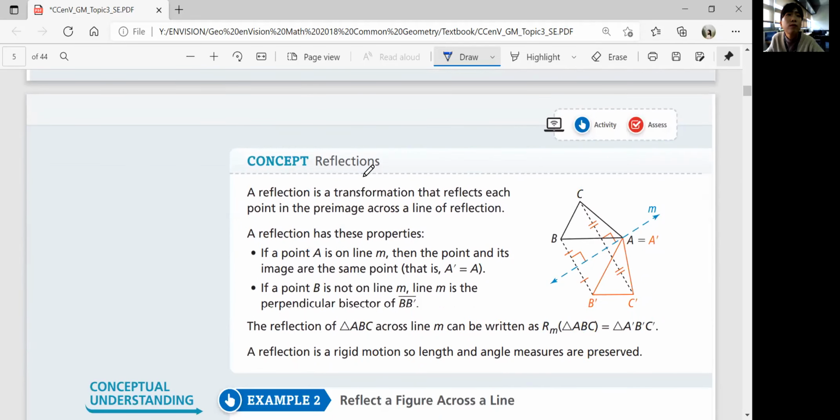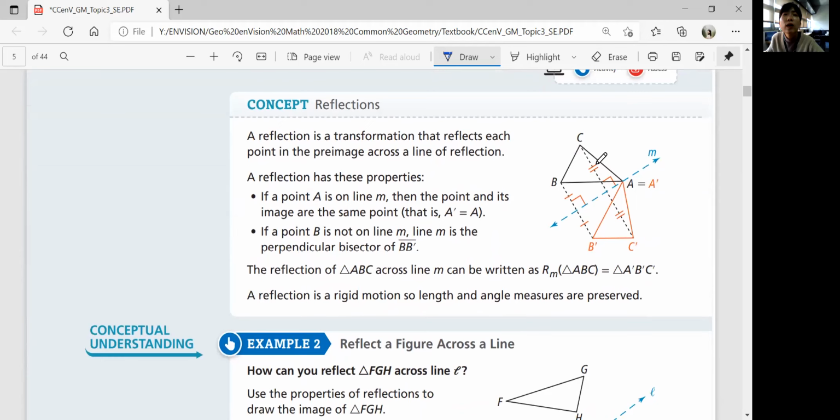Page 106. Okay, this is reflection. This is how reflection is defined. A reflection is a transformation that reflects each point in the pre-image across a line of reflection. There's a line of reflection where you're reflecting it from. A reflection has these properties.